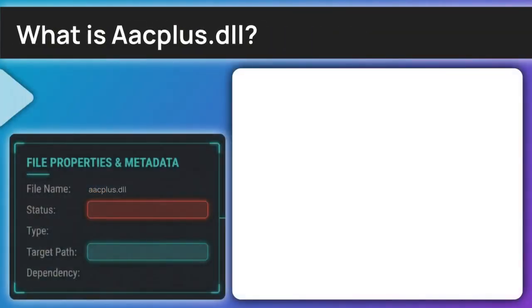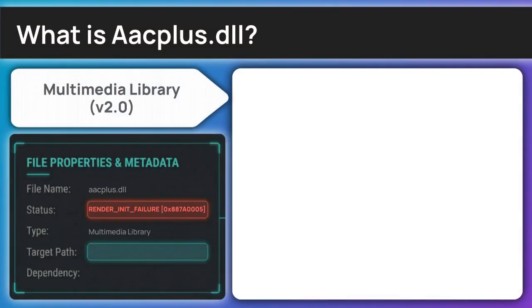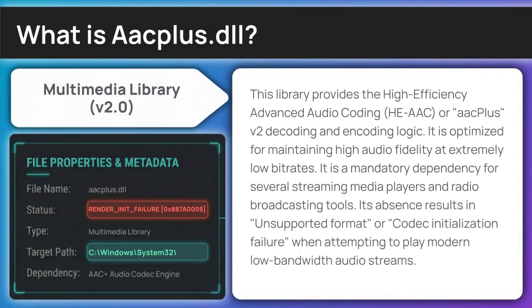This is the AAC library. This library provides the high-efficiency advanced audio coding, HE-AAC, or AAC v2 decoding and encoding logic. It is optimized for maintaining high audio fidelity at extremely low bit rates. It is a mandatory dependency for several streaming media players and radio broadcasting tools. Its absence results in unsupported format or codec initialization failure when attempting to play modern low-bandwidth audio streams.